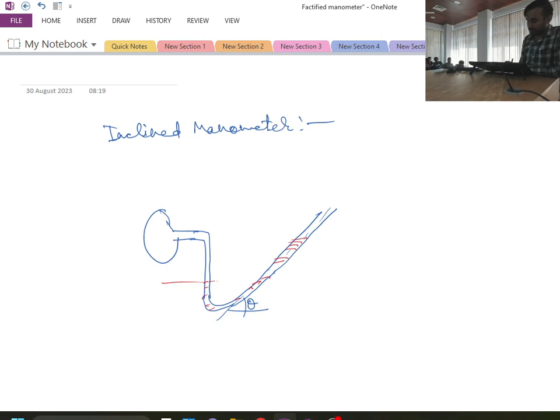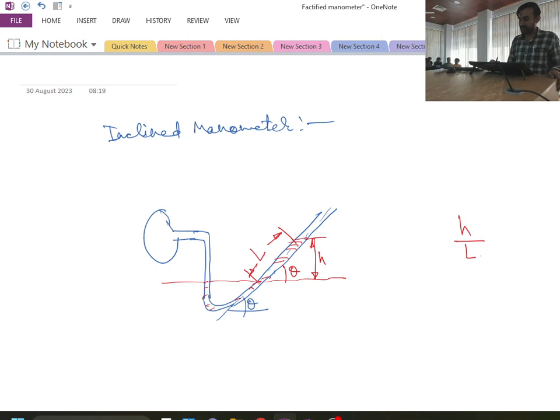So this is my baseline. You can see from the baseline, this is the rise in height h. But if you see the marking you have done along the length of the tube, then say L is this one over here. So now you will find that this angle is theta. What is the relationship between h and L? h by L is nothing but sine theta, and L is equal to h by sine theta.